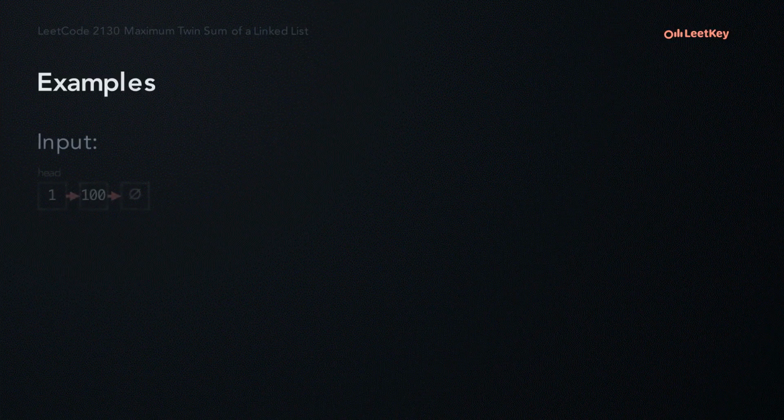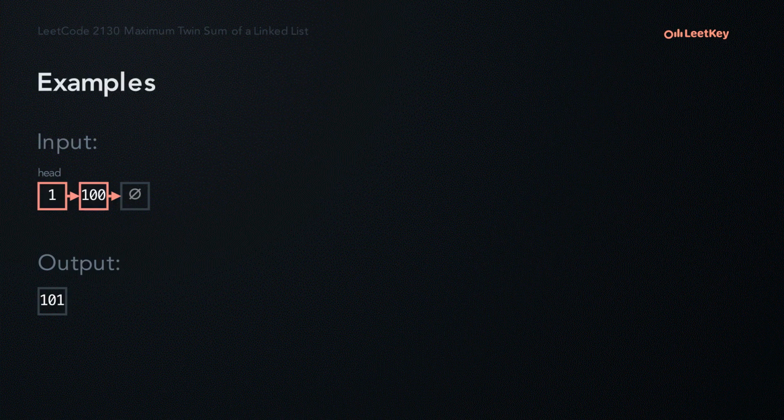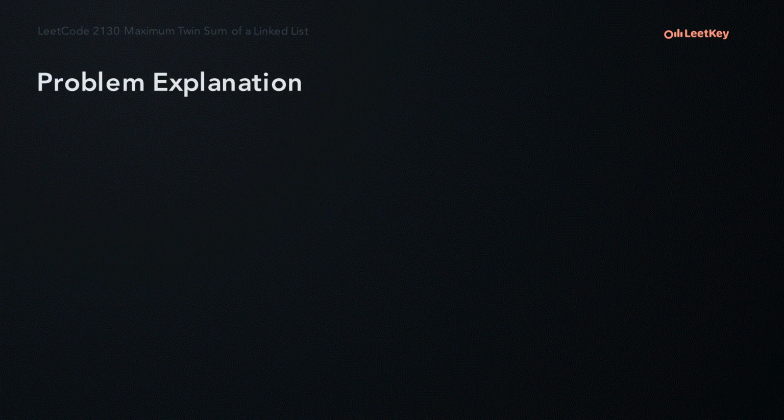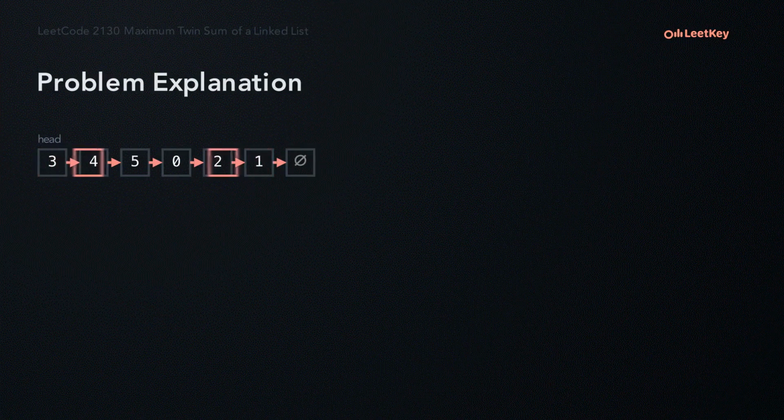Example 3. Input head is the linked list of 1 and some large number. Output is the sum of the two numbers in the list. Node 0 and 1 provide the only sum. What this is really asking is, we have a linked list, we want to iterate over each pair of nodes from the outside in, and look for the pair of nodes that add to the largest value.